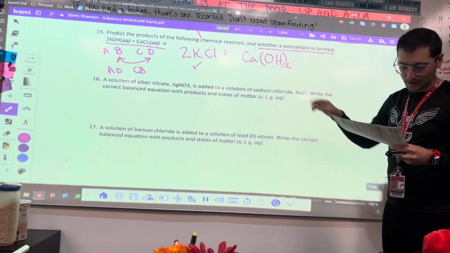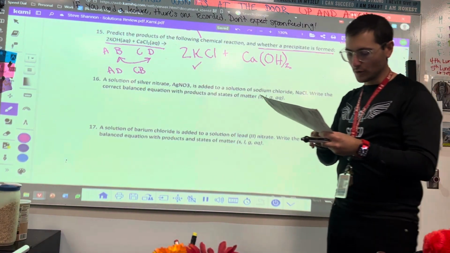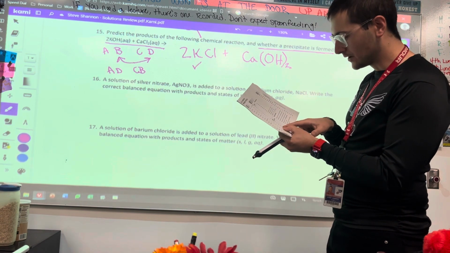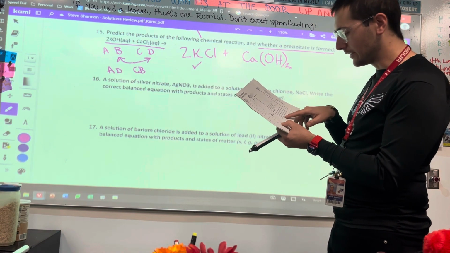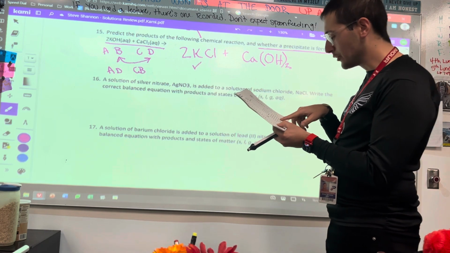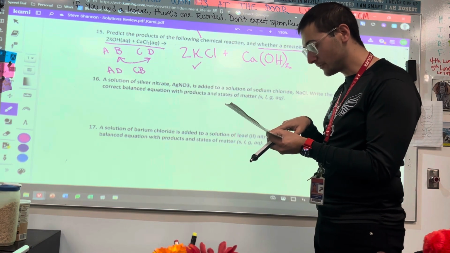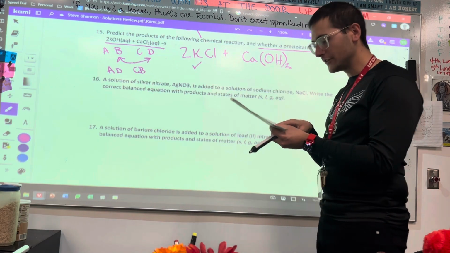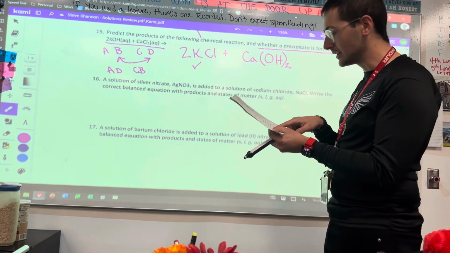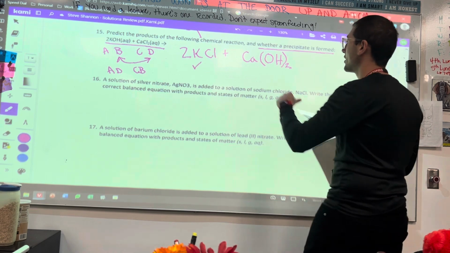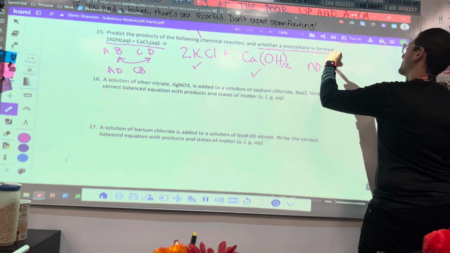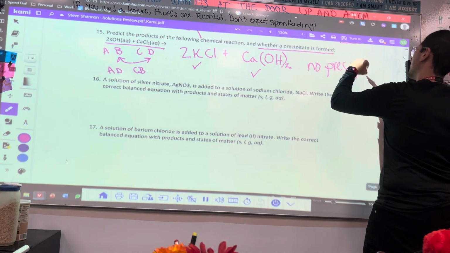When I look at calcium hydroxide, I go down to OH. OH is insoluble unless it's with compounds of ammonia, the first group, calcium, strontium, or barium. Well, calcium is what I have here, so OH is insoluble unless it's with calcium, which now makes it soluble. So both of these are soluble and no precipitate is formed.